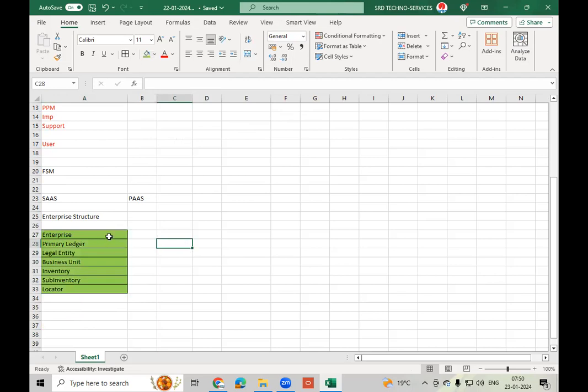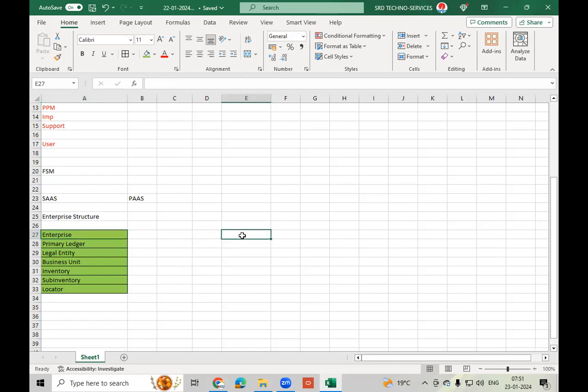Now, as a functional consultant, I will understand their enterprise structure. Suppose you joined one project. You must understand this. Every consultant should understand what their enterprise structure is.